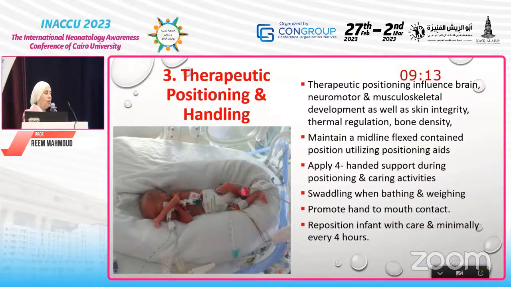What is the ideal position? Midline position, in which the head and the chin are midline. Flexed contained position, and this may be achieved by using positional aids. We need to always try to apply a four-handed support during positioning and caring activities. This may be a limitation in our neonatal ICUs because of shortage of staff, so we can always use the parents to help us apply this four-handed support.